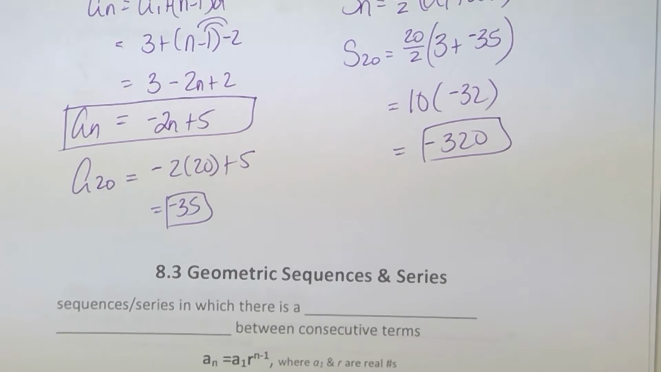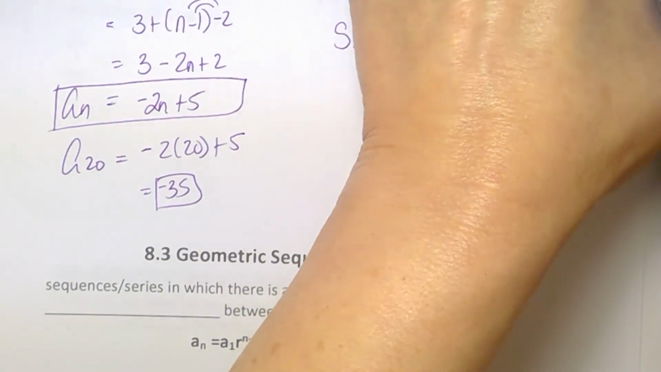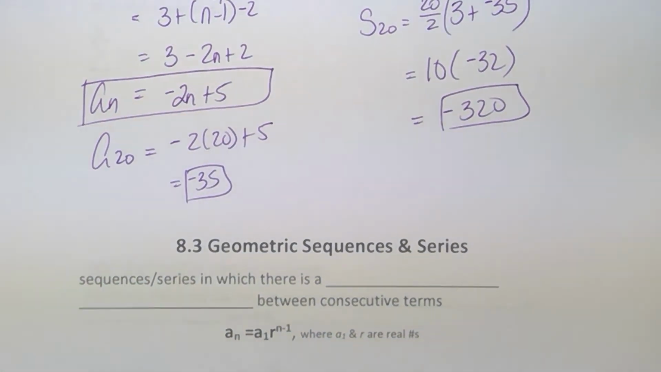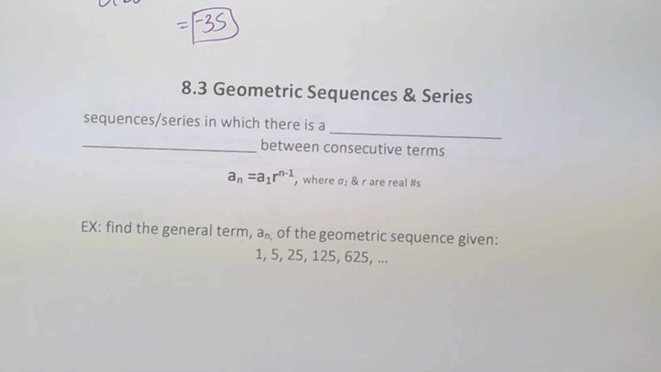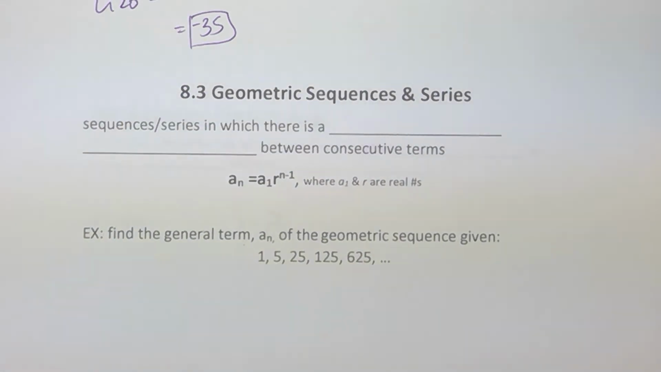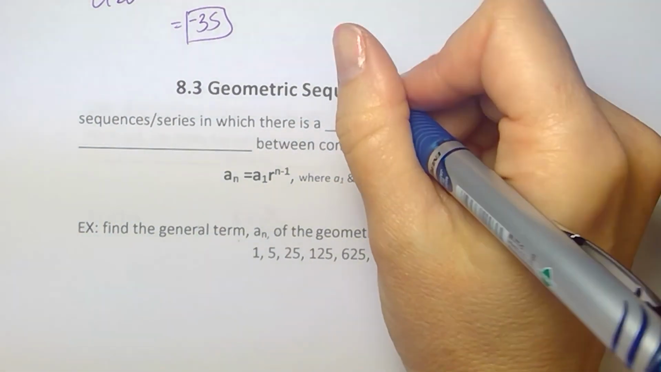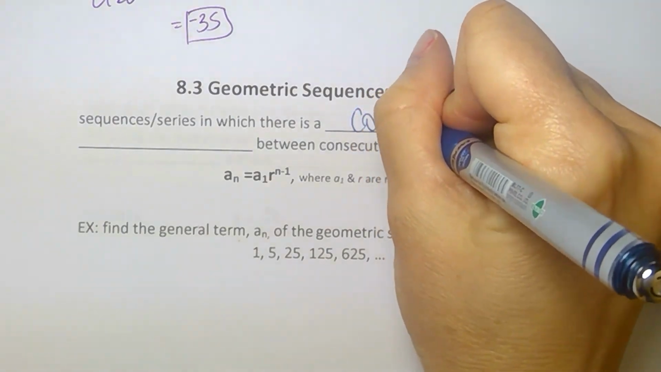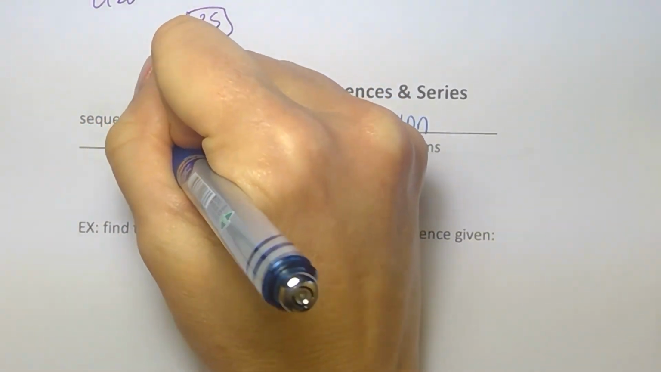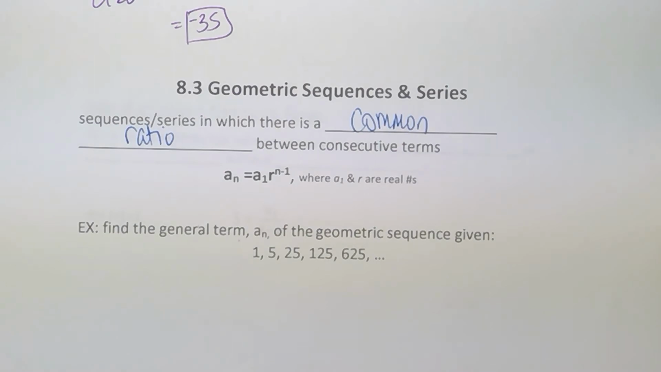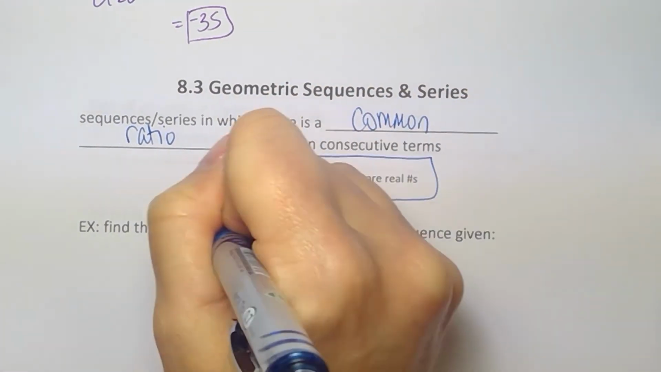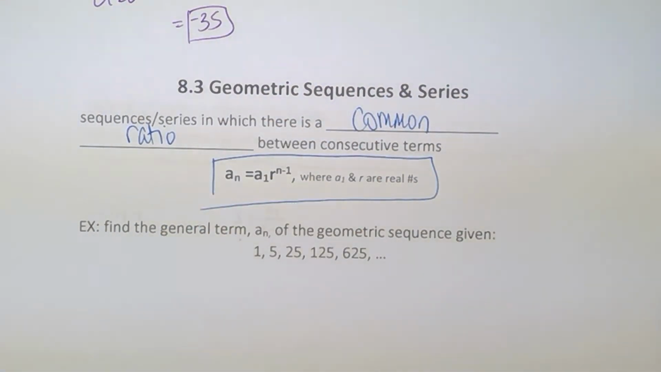What about geometric sequences and series? This is the last set of topics we're going to talk about in Chapter 8, geometric sequences and series. If I have geometric sequences and series, then I know that I have a sequence or series in which there is a common ratio between consecutive terms. And there's my general term for my geometric sequence and series.